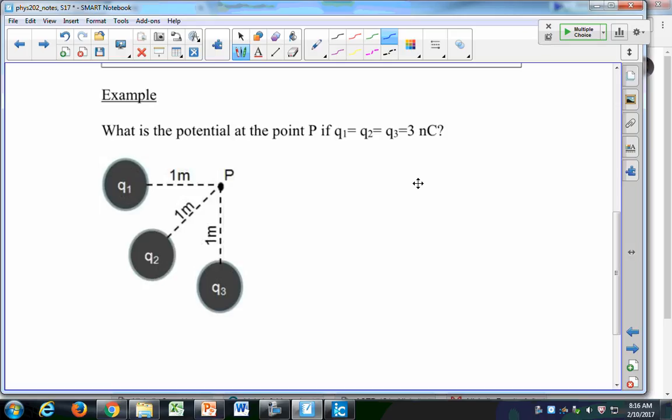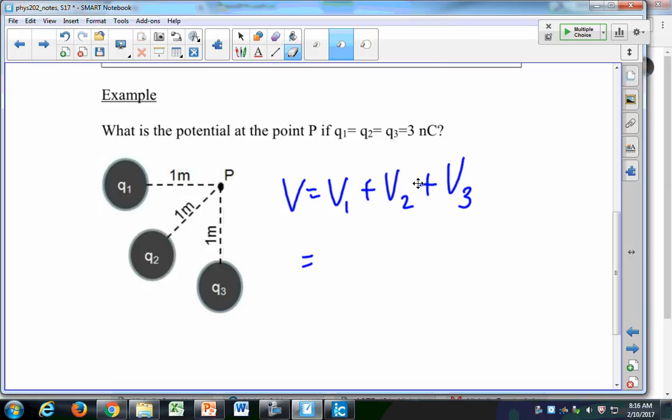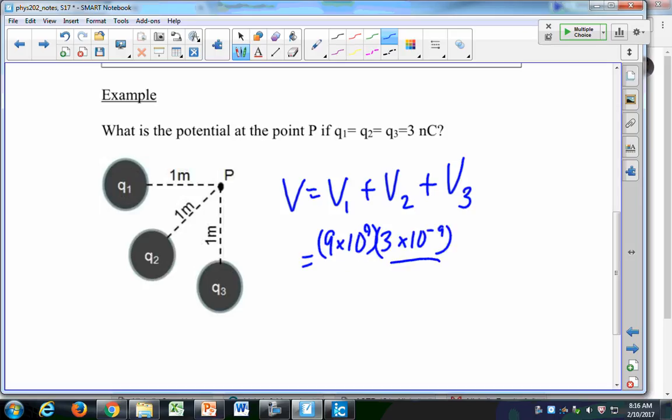So here, what is the potential at point P for these three charges? You have one in your homework like this, and sometimes you've got to do a little trig to get the distances, but V is equal to V1 plus V2 plus V3, and that's all it is. V1 is K times Q1, so I'm going to put in the numbers here: 9 times 10 to the 9th, times 3 times 10 to the minus 9, divided by 1 meter, KQ over R.